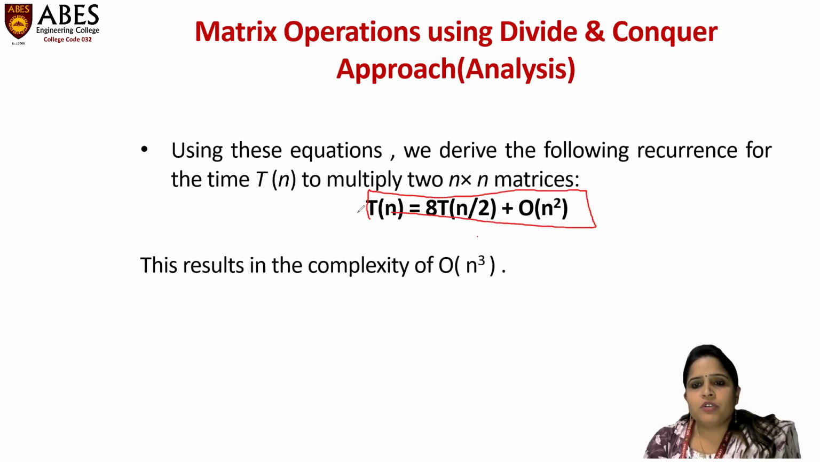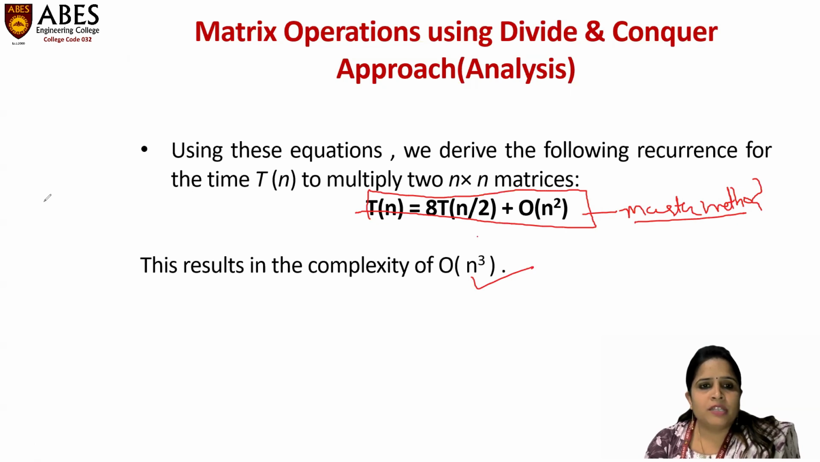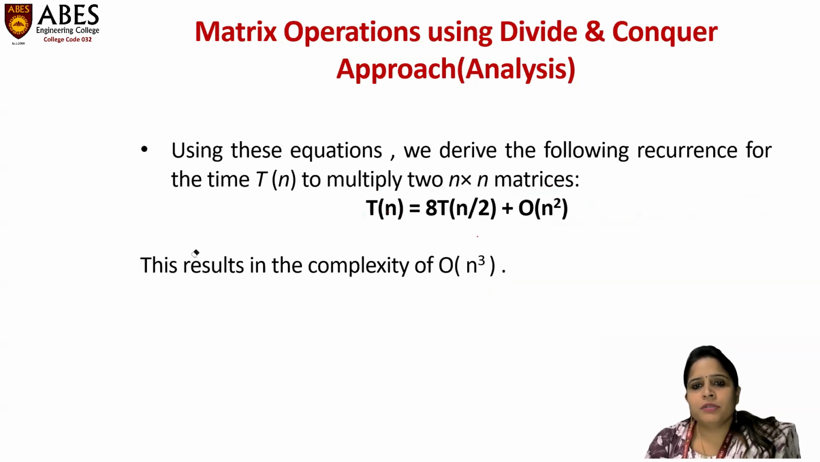If we solve this equation using the master method, the time complexity in that case is order of n cube. Strassen's will reduce this time complexity, order of n cube, using some algebraic calculations, basically additions and multiplication operations, and will reduce this time complexity from order of n cube to order of n raised to the power 2.81. So we'll discuss the Strassen's approach here.